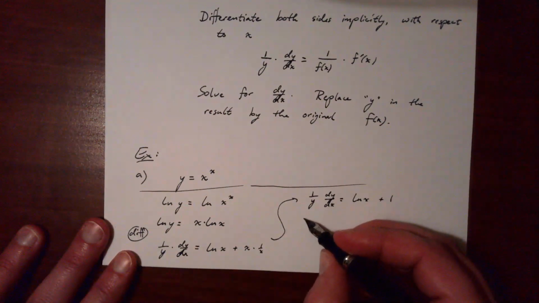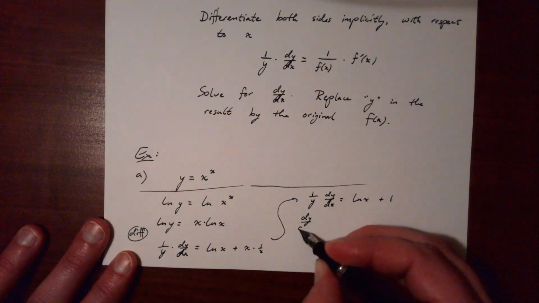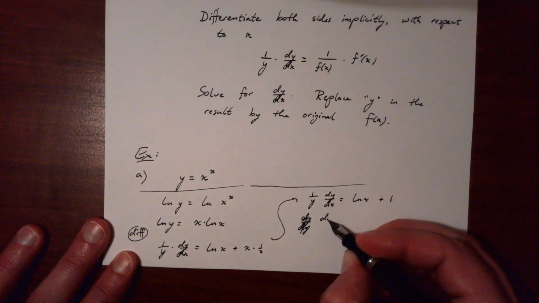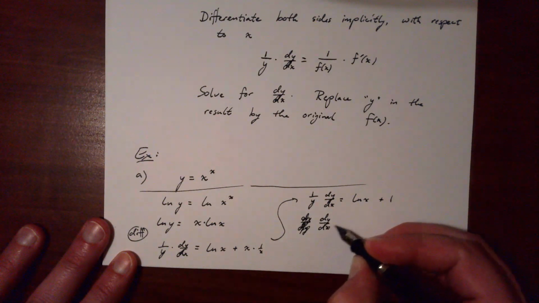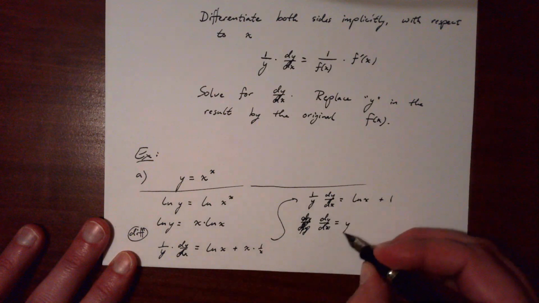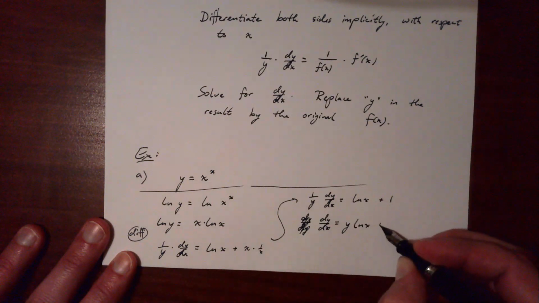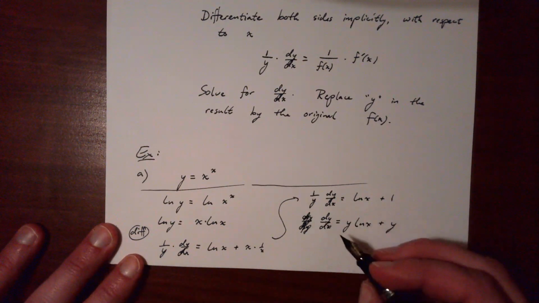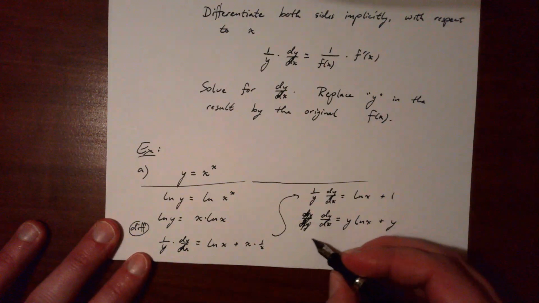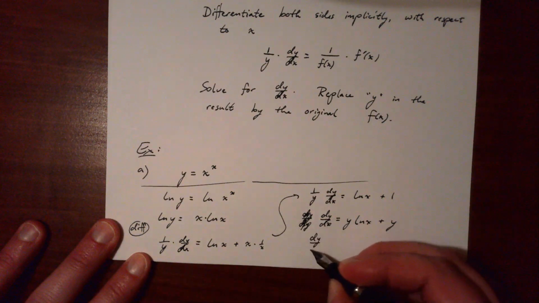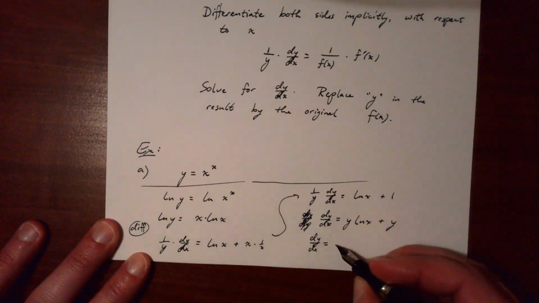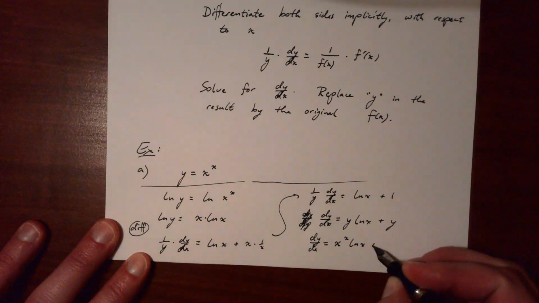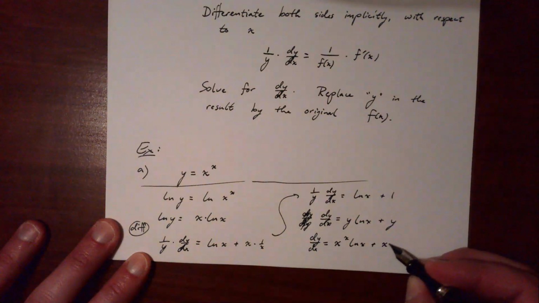So now if I want to solve this for dy/dx, all I have to do is multiply both sides by y. Oops, this happens when you write and talk at the same time. dy/dx. Multiply both sides by y, so it's going to be y ln x plus y. But wait, what was y? y was just x to the x. So the ultimate result here, dy/dx, just put that back in: x to the x times ln x plus x to the x.